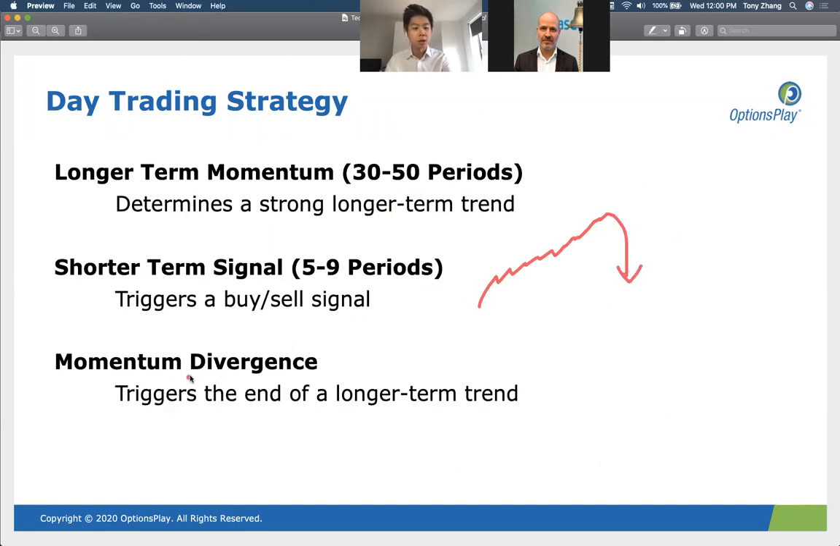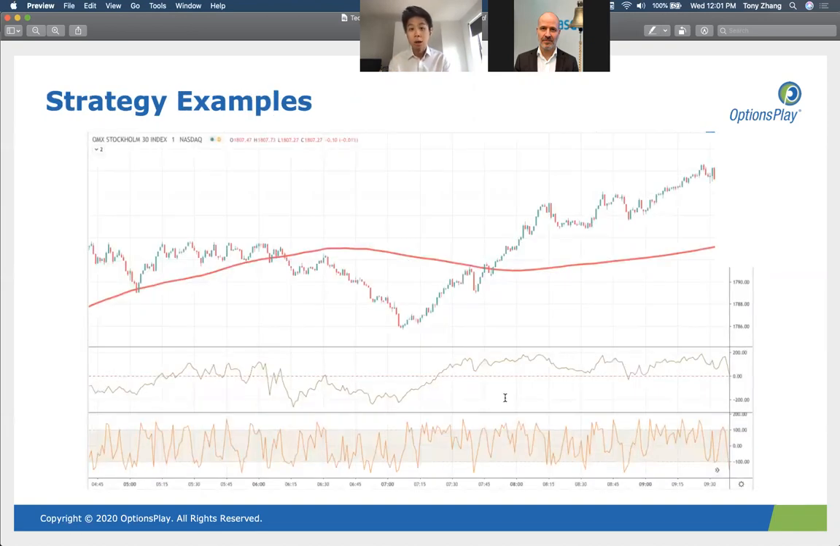And that's where I was using divergence between the chart and the momentum indicator to give me a sense that the longer term trend I was looking at was about to come to an end. Okay, so that's predominantly what the core strategy is. And I'll walk you through an actual chart to show you how I set up my trading day.